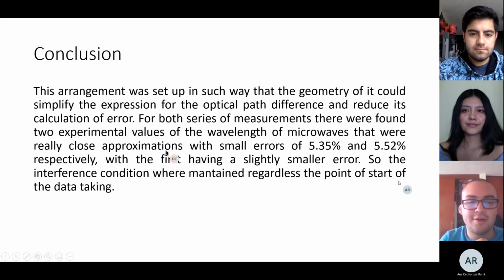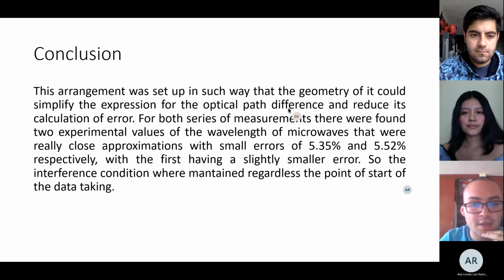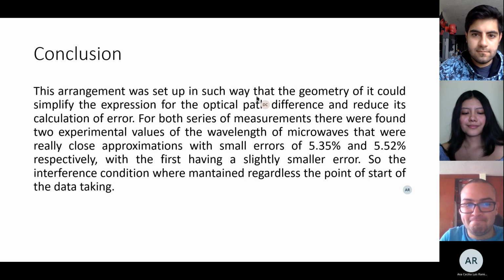So in conclusion, the equidistance was a really huge advantage of this experiment, since it reduced our calculations. And when we talk about the measurements that we made, we did find really good approximations of the wavelength, since we just have some errors of 5.35 and 5.52%, respectively. So the interference condition was proved, and the wavelength was successfully calculated. Thank you.